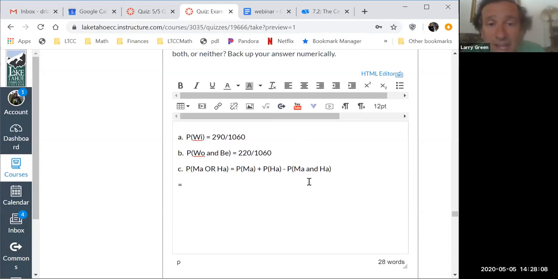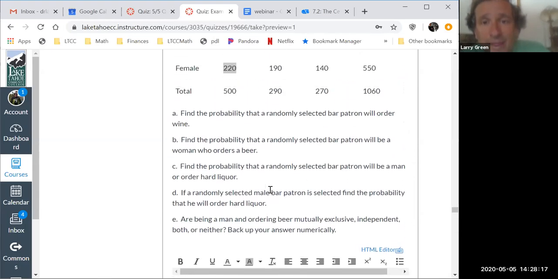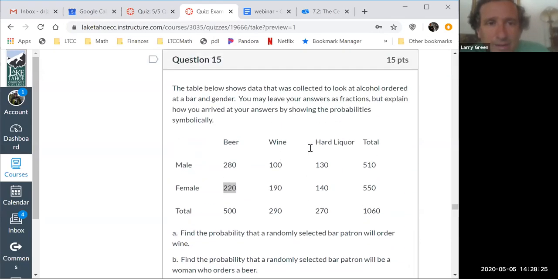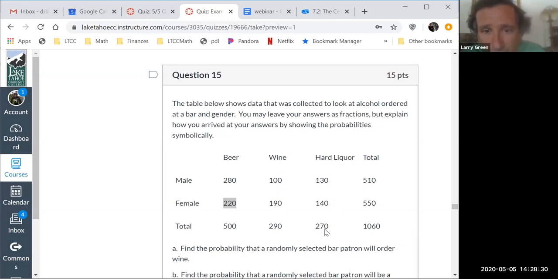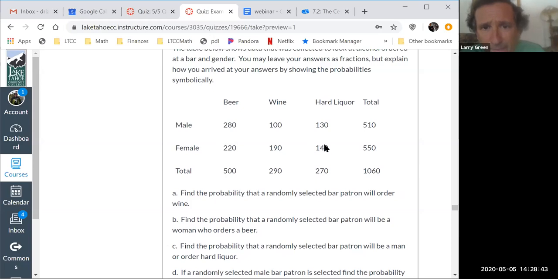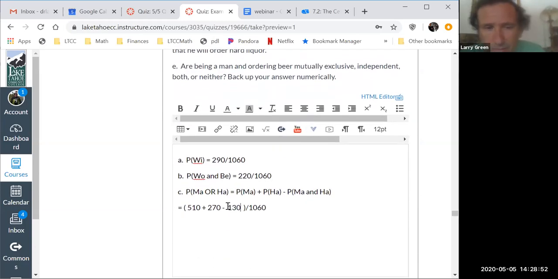Equals. Okay, first thing is none of these are given. If you don't have any givens, then whatever we have, it's all going to have the same denominator, and that is 1060. So now we just count how many men, how many hard liquor, how many both. Men, there were 510. Hard liquor, there were 270. So 510 plus 270 minus man and hard liquor, 130. Let's see, 270 minus 130 is 140. That's 650 over 1060. Okay, and I told you leave as fractions.